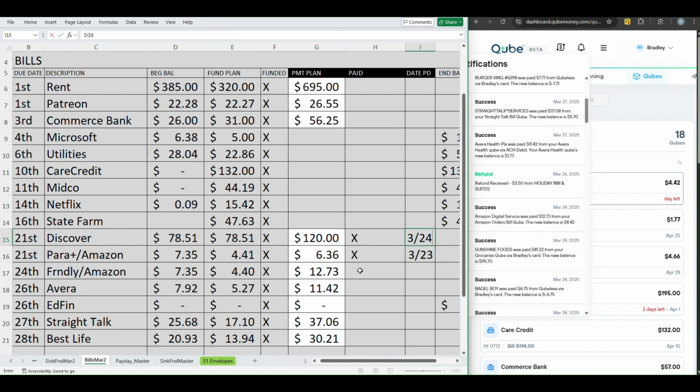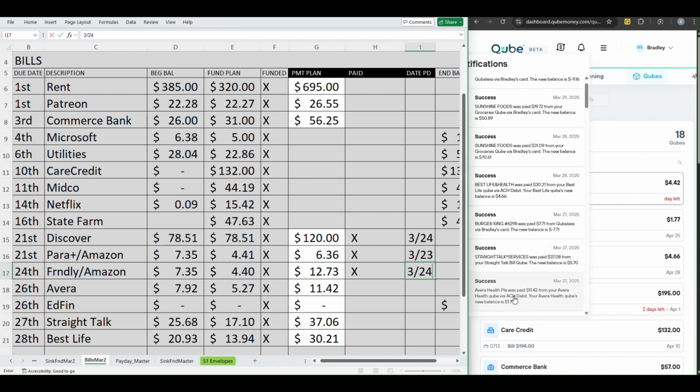So we've got so far Discover. Then we have the other Amazon, which is Friendly TV, another subscription that I have. And then what do we have left here for the month? It looks like we got the 23rd and the 24th. The next one will be Avera. And that was the same dollar amount as well. So far, they've all been the same dollar amount as what I had planned for them to be.